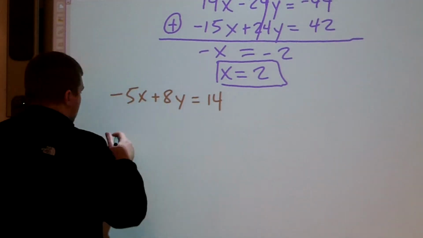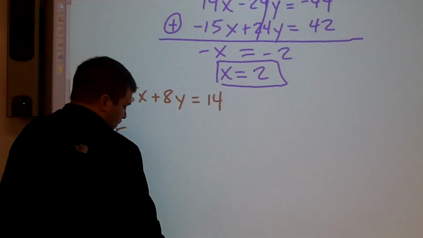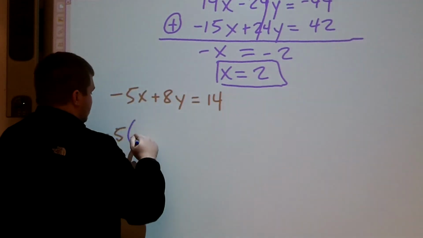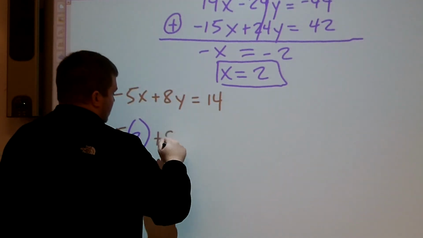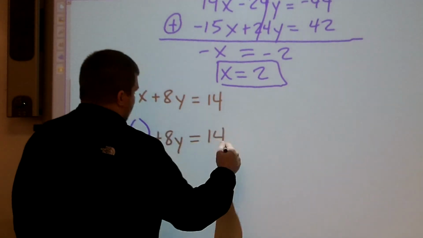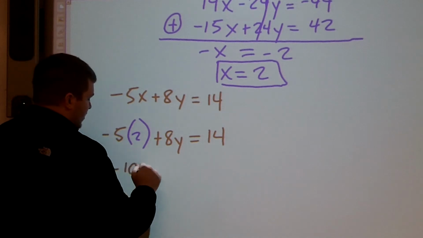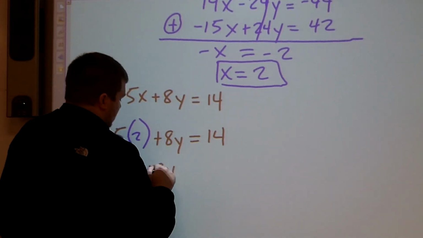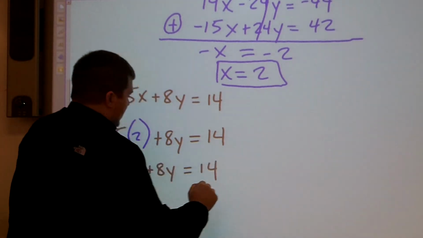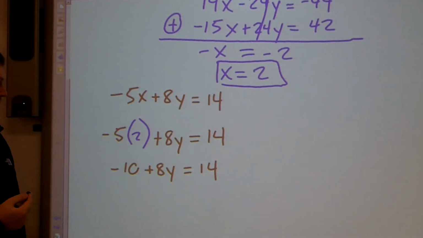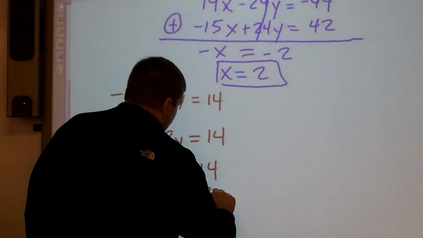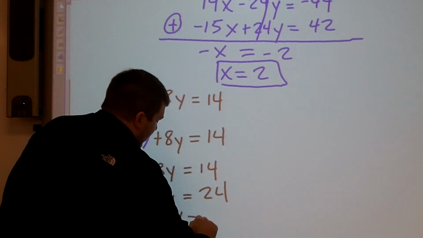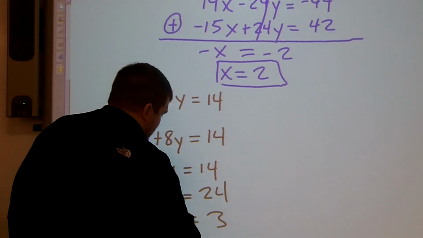So I have negative 5 times positive 2 plus 8y is equal to 14. Okay, so I have negative 10 plus 8y equals 14. And now just solve this equation by adding 10 on both sides. So we have 8y is equal to 24. So y is equal to 3.